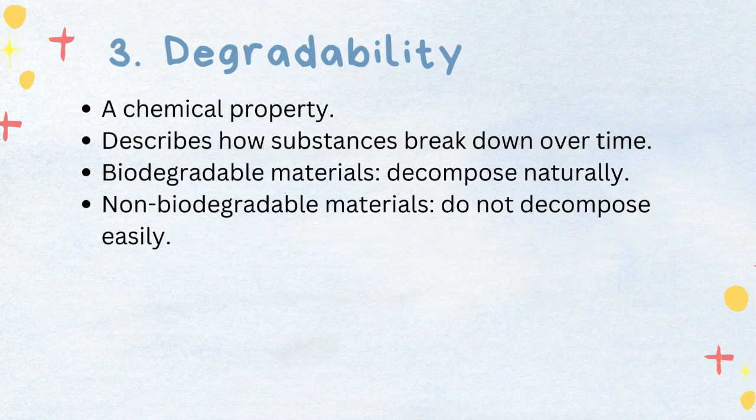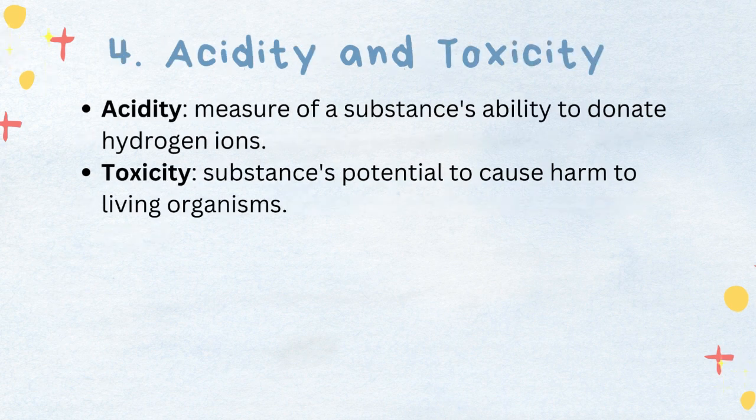Degradability. A chemical property that describes how substances break down over time. Biodegradable materials decompose naturally. Non-biodegradable materials do not decompose easily. Acidity and toxicity. Acidity is a measure of a substance's ability to donate hydrogen ions. Toxicity is a substance's potential to cause harm to living organisms.